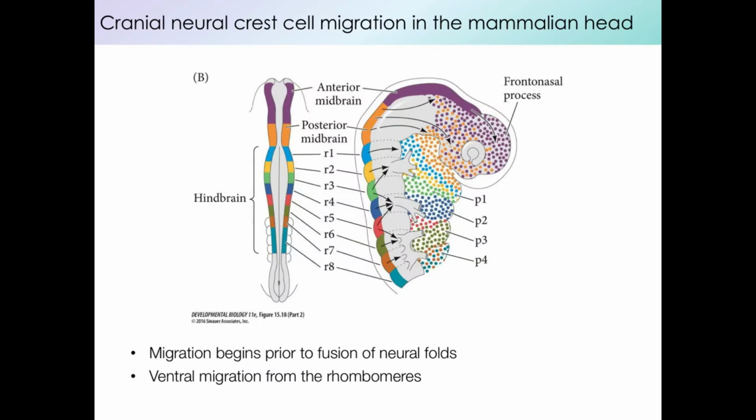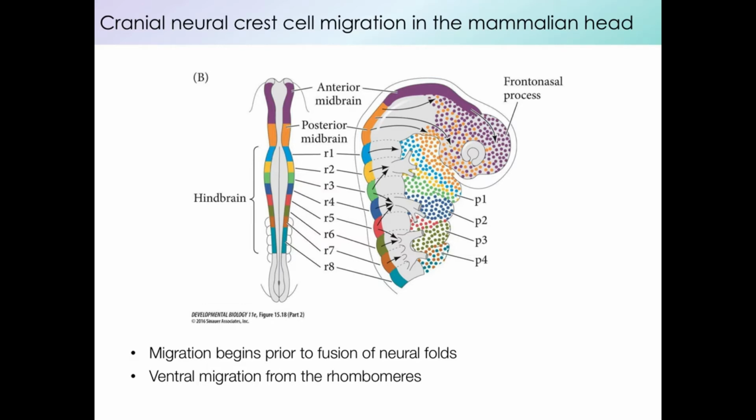The cranial neural crest cells begin to migrate even before the fusion of the neural folds, and they migrate from regions anterior to rhombomere 8. Remember that rhombomeres are segments of the hindbrain. These cells migrate into the pharyngeal arches, and the cells that migrate through the pharyngeal arches give rise to many of the bones and cartilage of the face, and some of them even contribute to glands like the thymus and the thyroid gland.